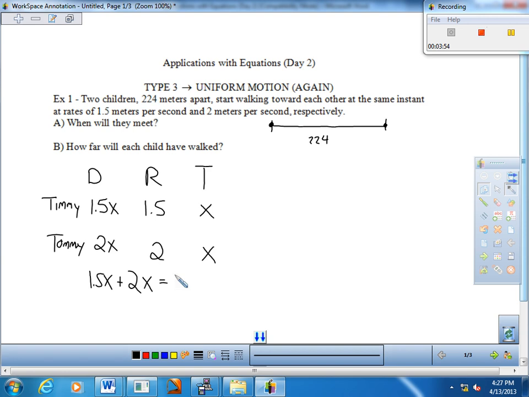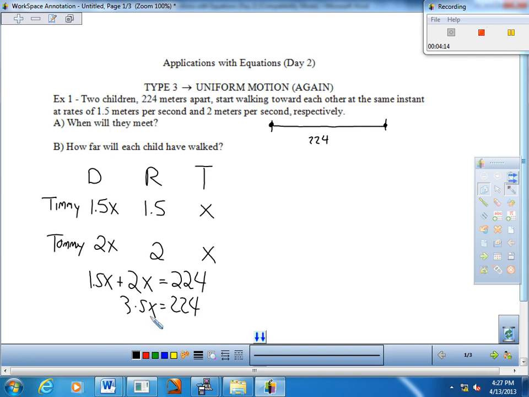In total, they're going to walk 224 meters. So again, just certainly one way to pull this off here. Kind of allows us to create a nice simplistic equation. Going to combine these together. And of course, I do get 3.5x equals 224.